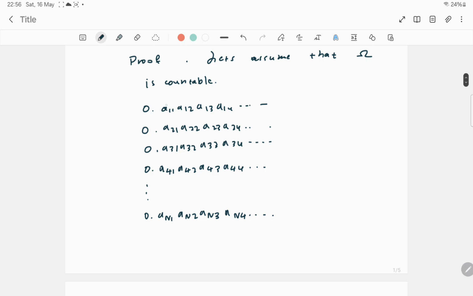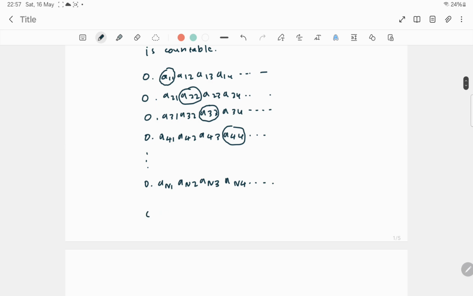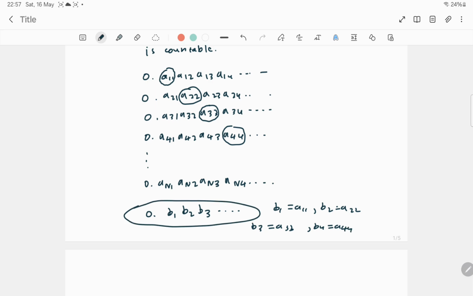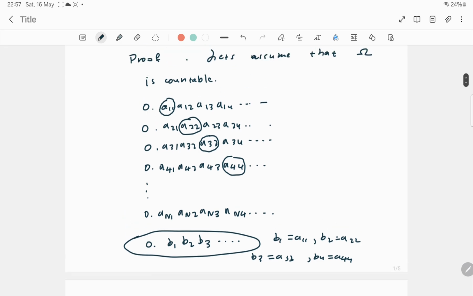Now let's look at the diagonal elements a11, a22, a33, a44. Let's take 0.b1 b2 b3 and so on, where b1 is a11, b2 is a22, b3 is a33, b4 equals a44. And let's have a look at this number here. This is not included in the list.